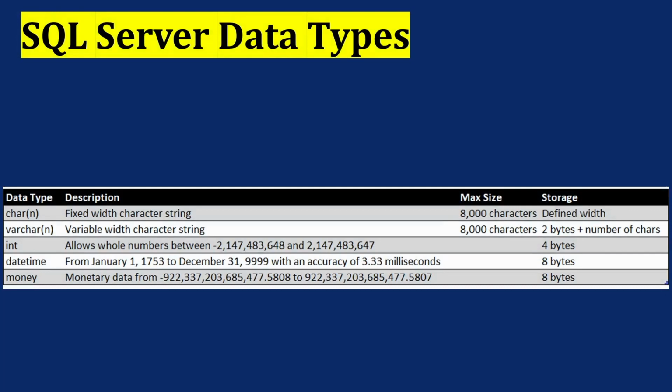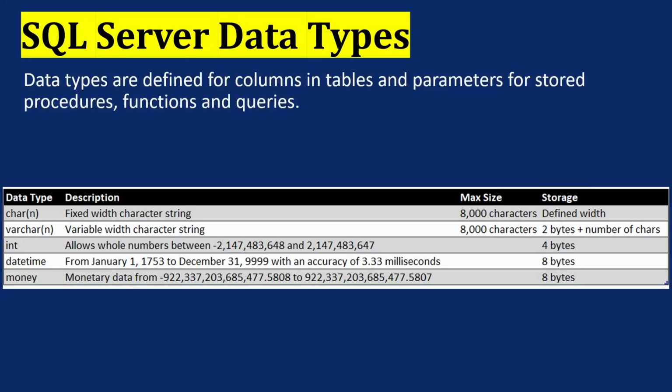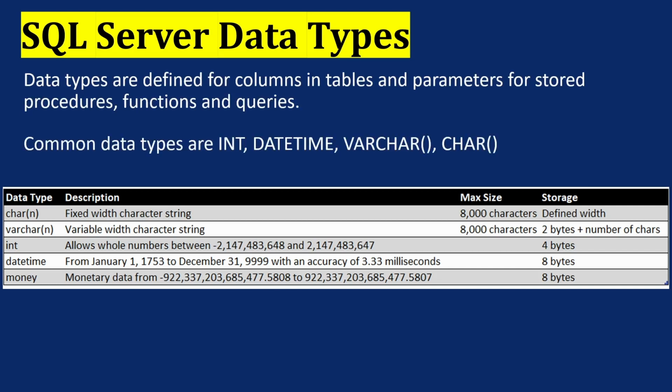SQL Server Data Types. Data types are defined for columns in tables and parameters for stored procedures, functions, and queries. Common data types are int, datetime, varchar, char.